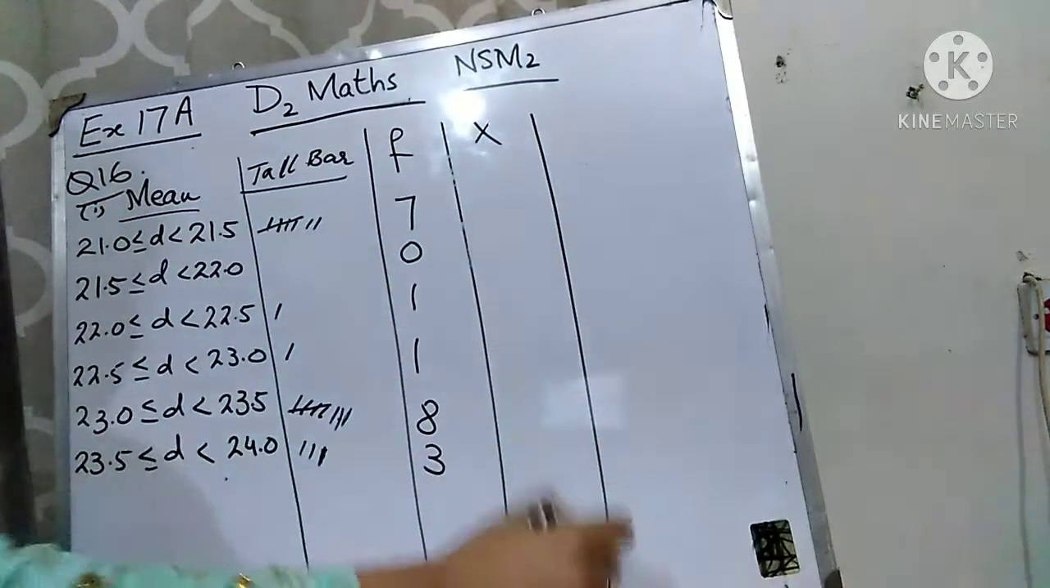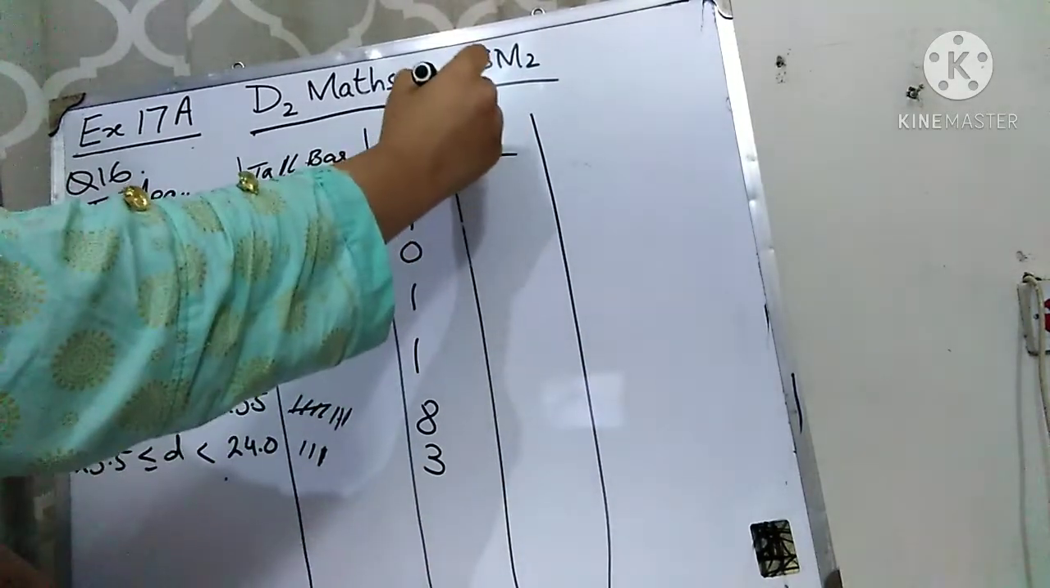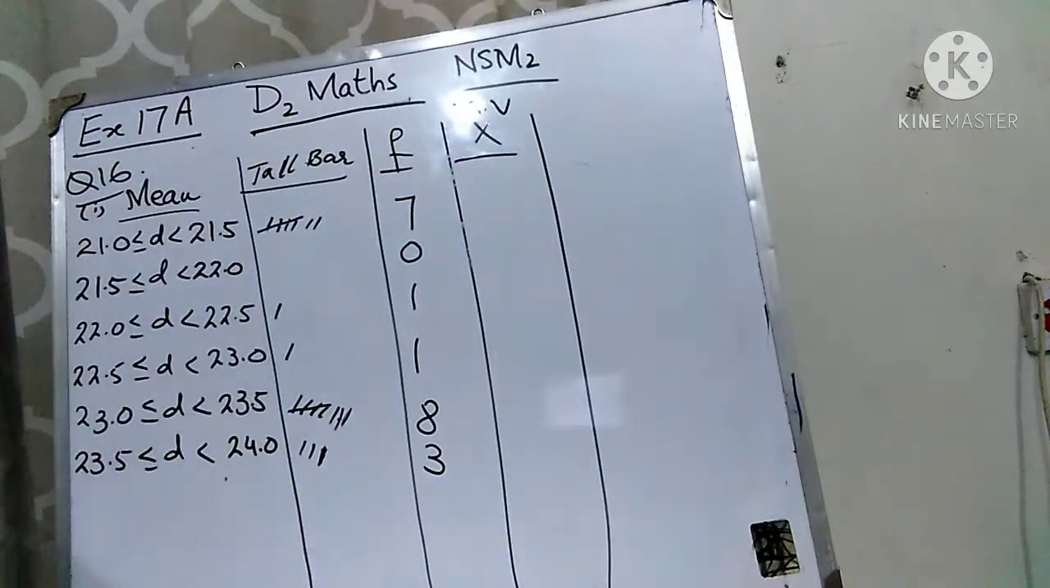X is basically, students, the mid value. Here you can write down mid value. How can we find out the mid value? We can find out mid value by adding these two values and dividing it by 2.